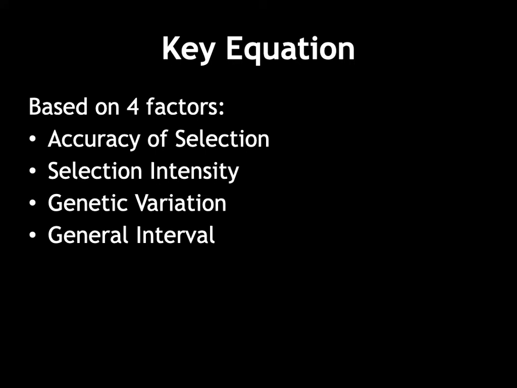The key equation is based on four factors, which are accuracy of selection, selection intensity, genetic variation, and generation interval. So we will go into detail for each of these in the next slide.